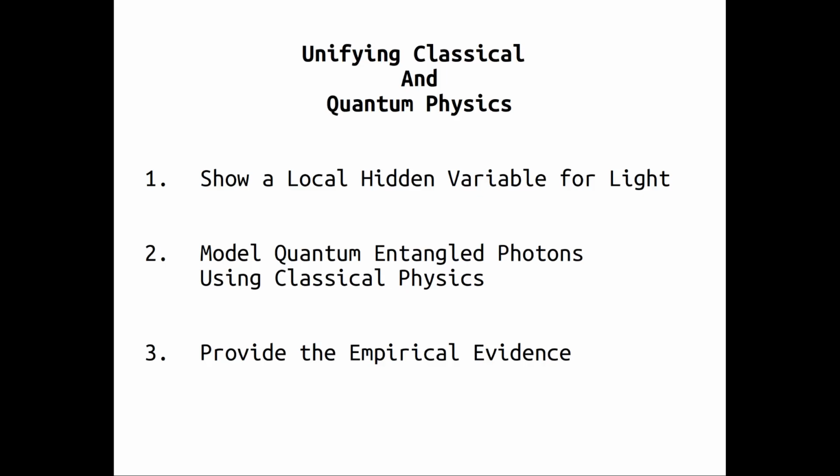In this video, I will be unifying classical and quantum physics. I'll do that by first showing a local hidden variable for light. Next, I'll show you a model of quantum entangled photons that uses classical physics. And finally, I'll provide the empirical evidence to support the conclusions. But first, we need to do a little bit of background.